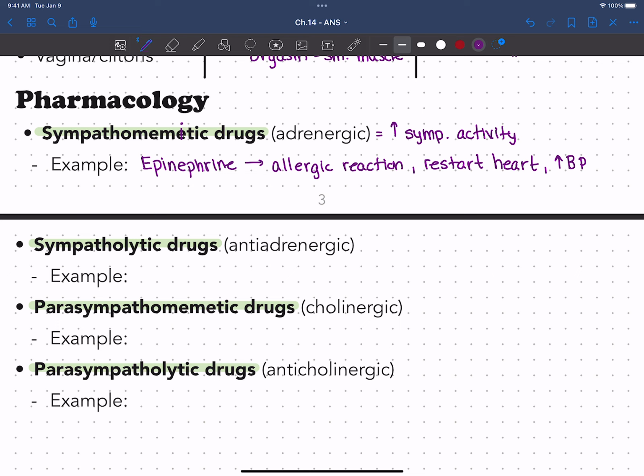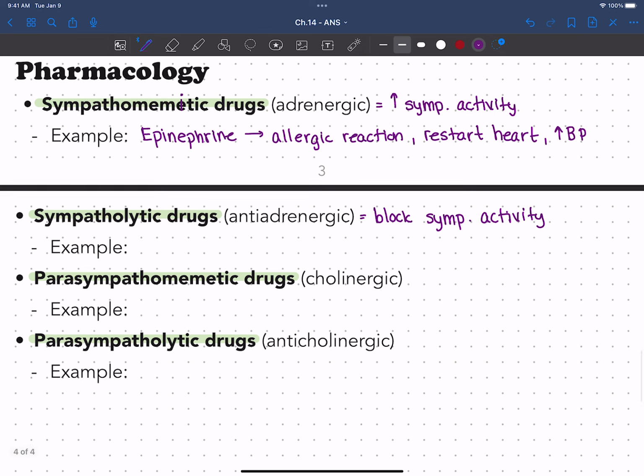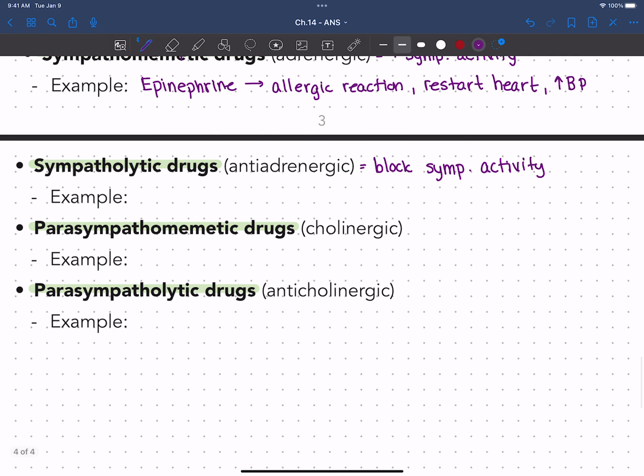And then we can see drugs that do the opposite, right? So sympatholytic, referring to the sympathetic nervous system, and lytic, meaning to disrupt or break. So this is going to block or inhibit the sympathetic nervous system, sympathetic activity. Okay, and that's why they are referred to as anti-adrenergic drugs.